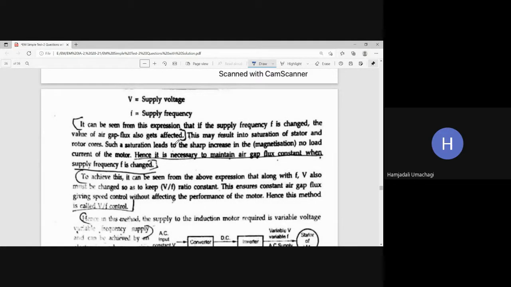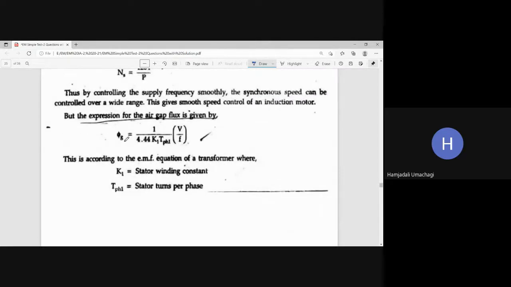Such saturation leads to a sharp increase in the magnetizing no load current of the motor. So the no load current of the induction motor will increase. Hence, it is necessary to maintain the air gap flux constant when the supply frequency f is changed. The air gap flux should remain constant.